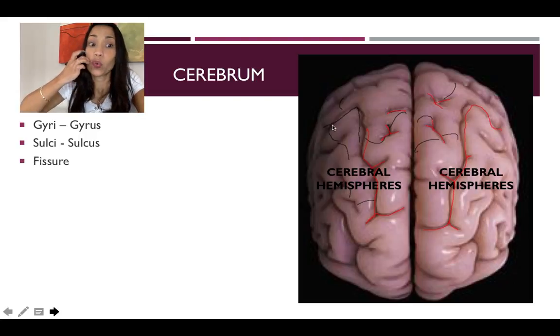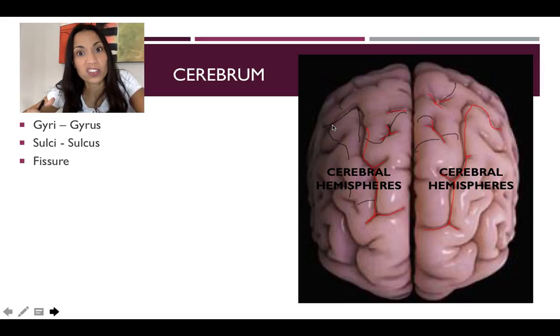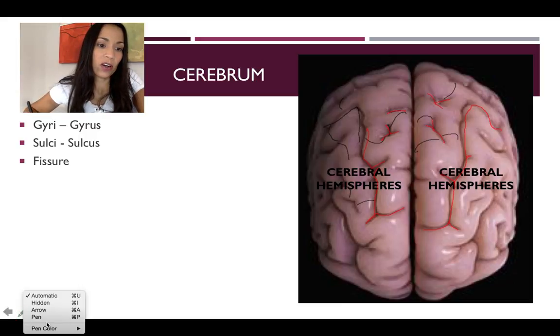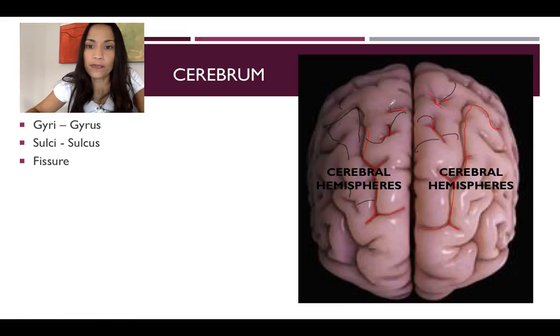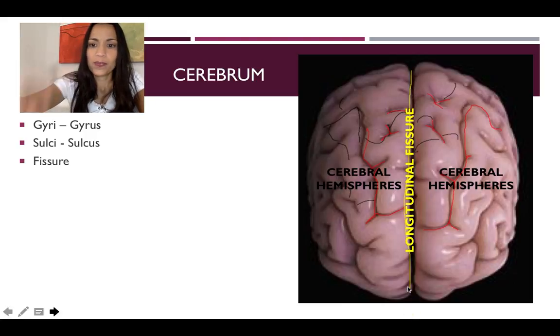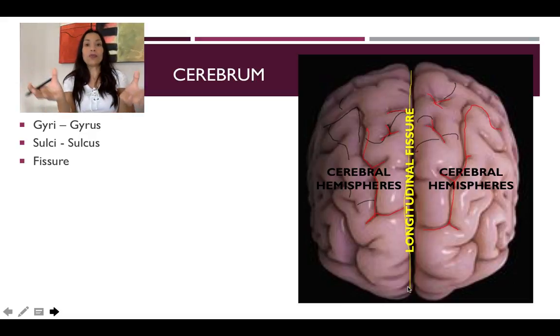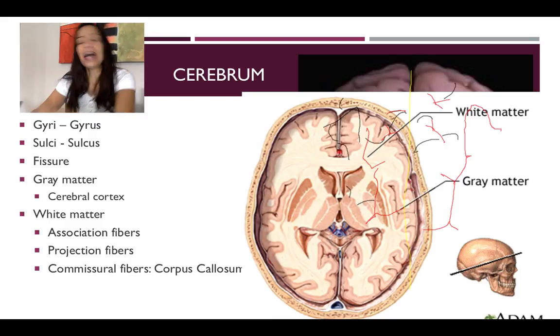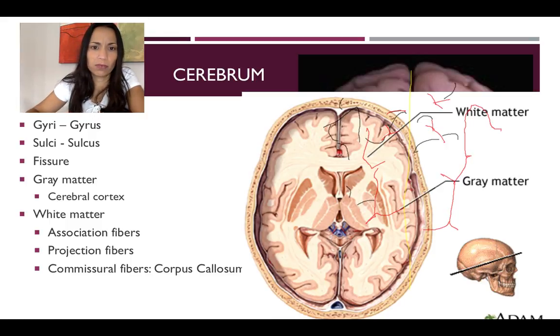Now, if you find a sulcus that is way deeper than those, we call it a fissure. This is one example of a fissure. Oh, I have labeled that. The longitudinal fissure separates both the right and the left cerebral hemispheres.